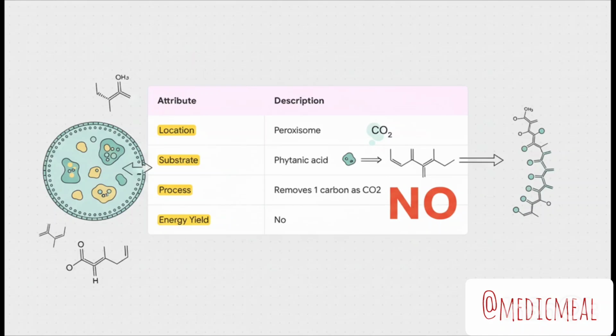First up is alpha oxidation, and this one happens in the peroxisome. It has a very specific target, a branched-chain fatty acid called phytanic acid. See, phytanic acid has this 3-methyl group that completely blocks normal beta oxidation. So alpha oxidation gets around this by breaking the chain in a different spot, between the carboxyl group and the alpha-2 carbon. And it removes a single carbon as CO2. The key takeaway here? This process itself doesn't yield energy. Its job is to modify the chain so that it can then enter the beta oxidation pathway.